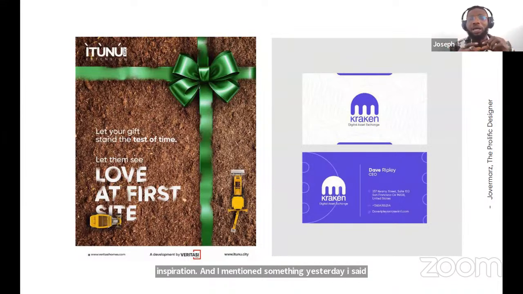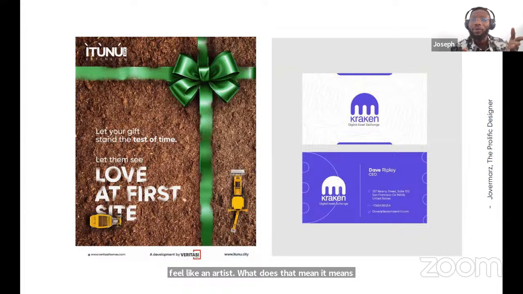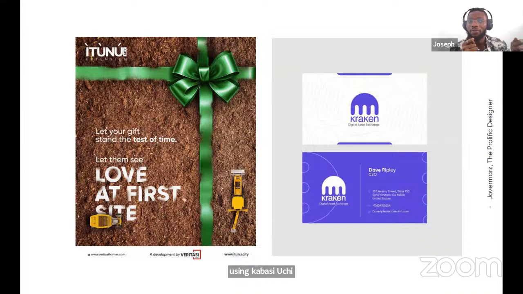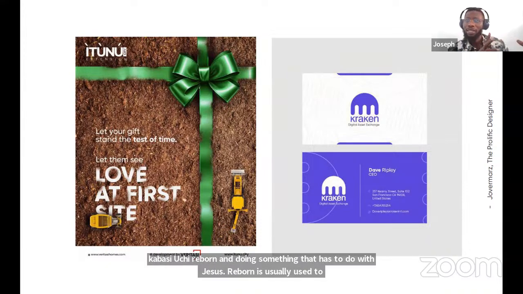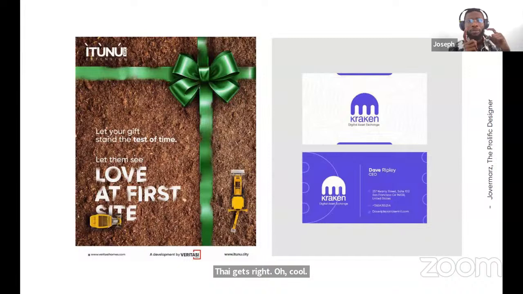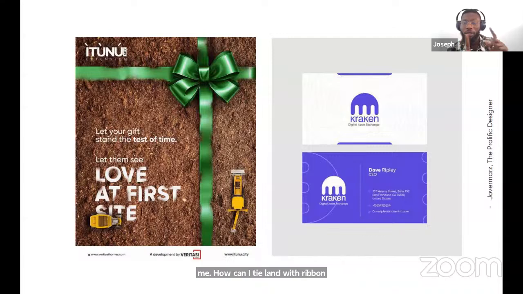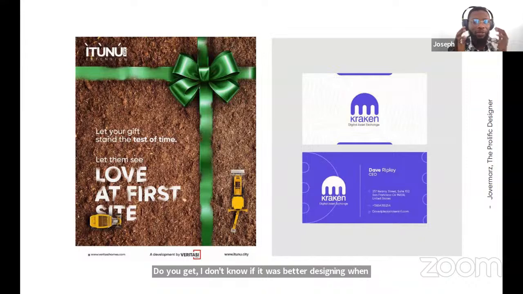What does that mean? It means that if you see another design that was designed with ribbon, you think about it: okay, ribbon. I'm doing something that has to do with gifts. Ribbon is usually used to tie gifts, right? Oh, cool. Okay, this person tied a car with a ribbon. Me, selling a land, how can I tie land with ribbon? You're now thinking. This is all in your research. I've not even started designing it when all these conversations are playing in my head, but they are playing because of the images I see while I'm researching.